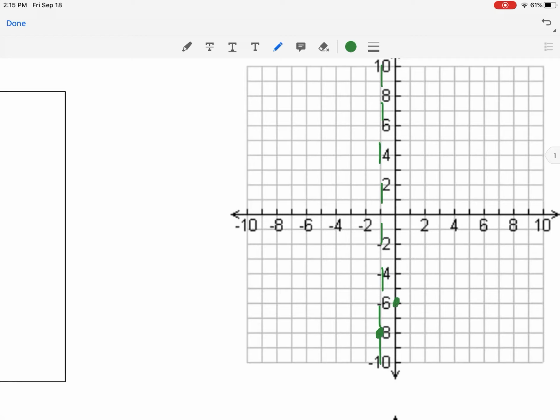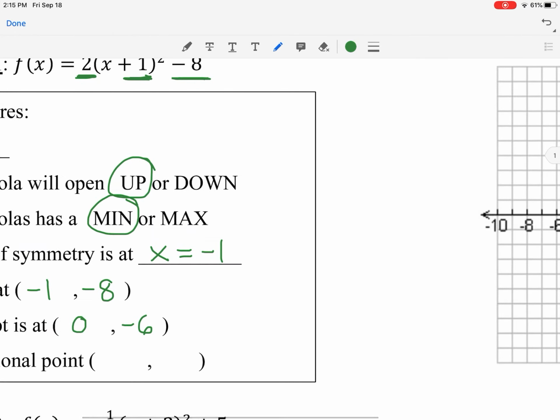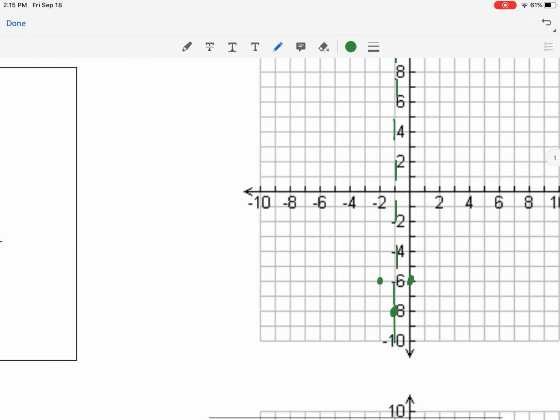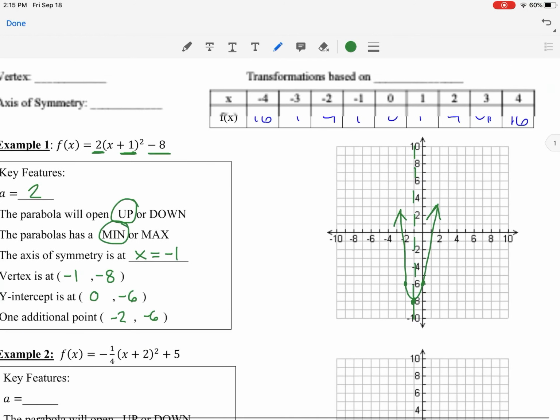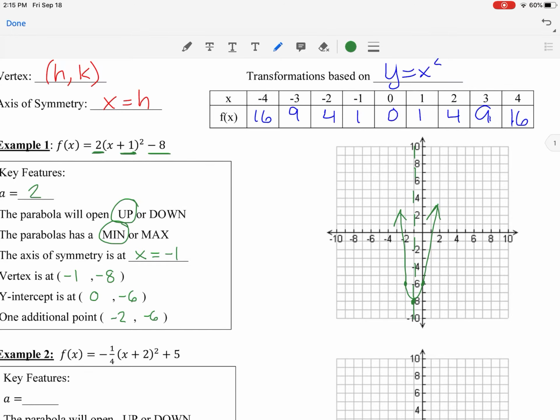And here is where we can get our second point. I know my axis of symmetry is the mirror line, so I'm going to graph this point right on the other side. And so I can say -2, -6. That is my additional point, -2, -6, because that is a mirror on the other side. And then you can connect your dots. And remember, when you're connecting your dots for a quadratic, to make it always a curve. It's never connected in straight lines. So there's our first example.